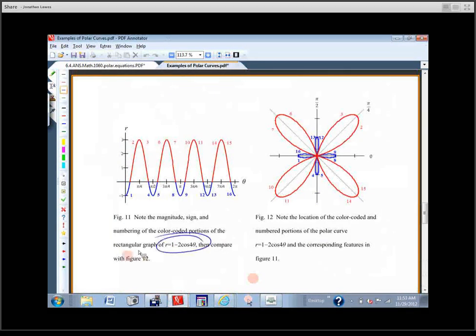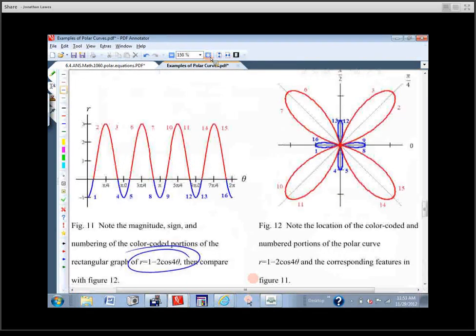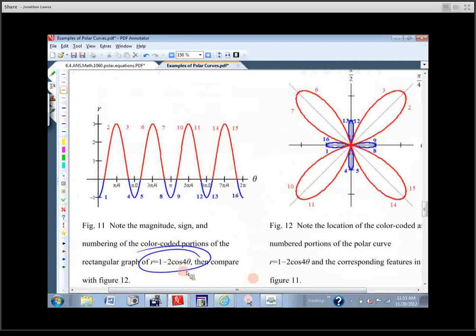Let's take a look at something like this. Here's the function, 1 minus, and let me blow this up just a tad. So it's 1 minus 2 cosine 4 theta. So we moved it up 1 unit. Here's the center line. The amplitude is 2. We flipped it over and we sped it up a little bit. It does 4 cycles in 360 degrees rather than just 1 cycle. So it starts down here and goes up like this.